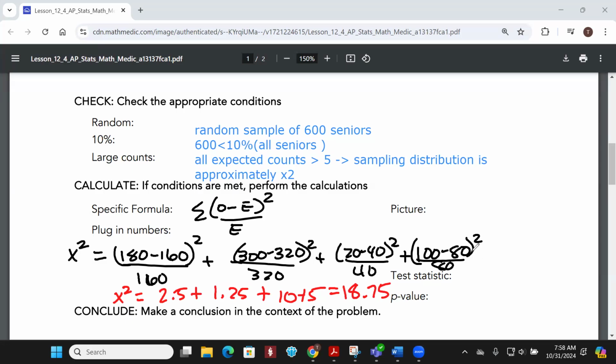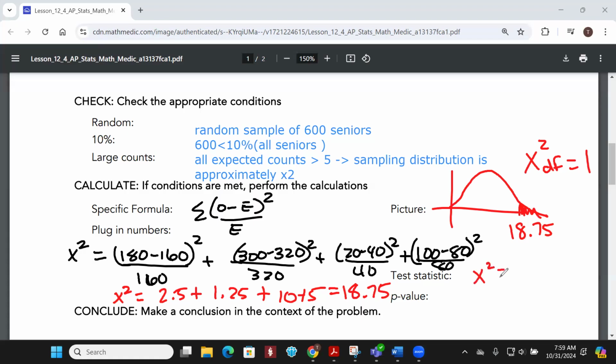Now, your picture, remember, this is always going to be right skewed. All right. How many degrees of freedom do we have? How many categories do we have, minus 1? We got 1 degree of freedom. That's all you got. Our statistic is chi-squared, which is 18.75.